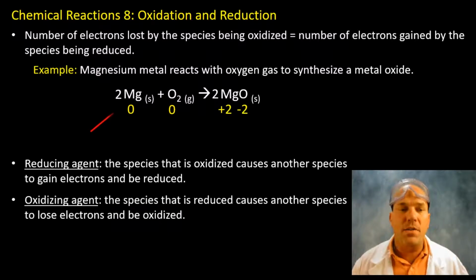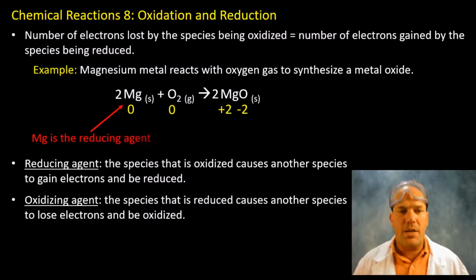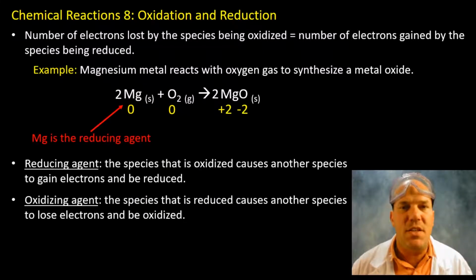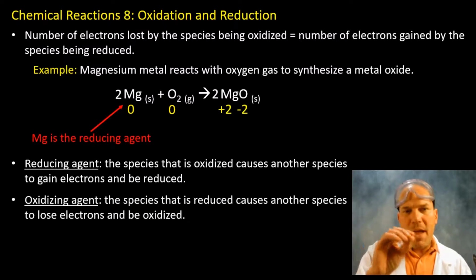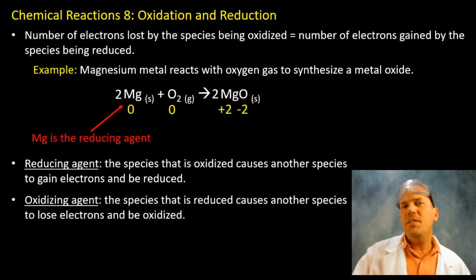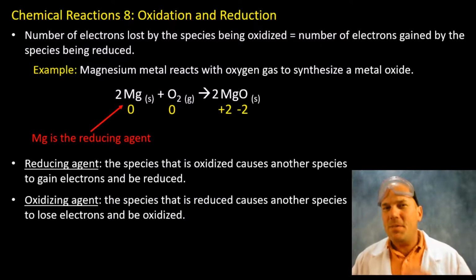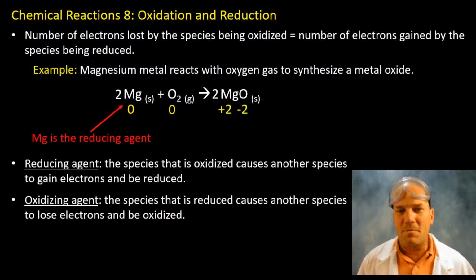Let's look at our reaction here. In this reaction, magnesium is the reducing agent because magnesium is giving away 2 electrons to form this magnesium oxide compound.